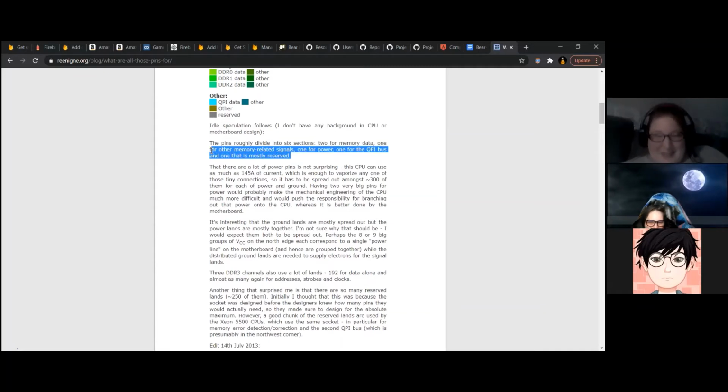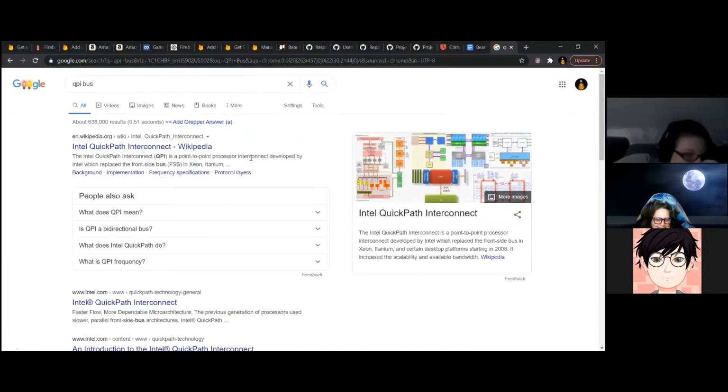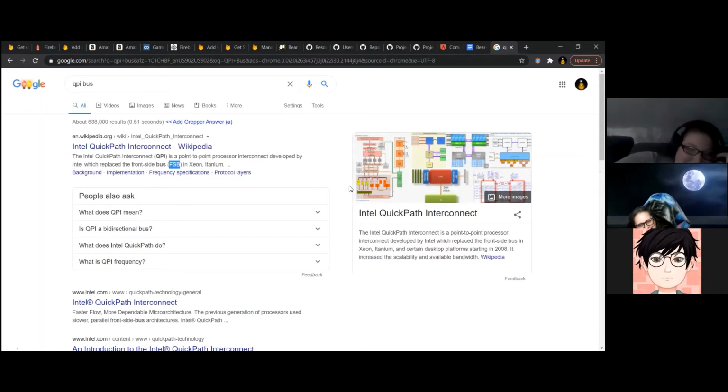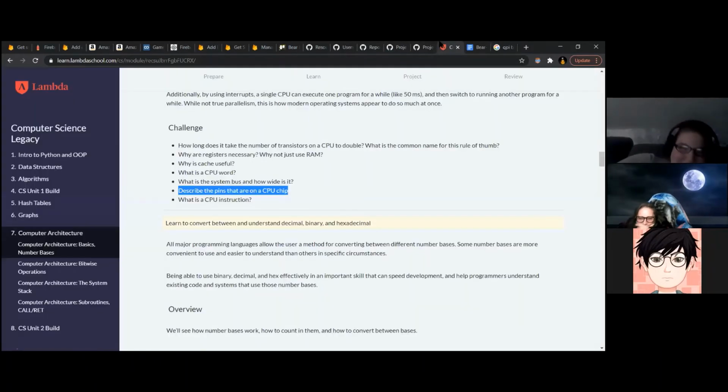The CPU bus. Okay. Google says QPI bus is what? Quick Path Interconnect. The CPU bus. Okay. So, a point-to-point processor interconnect developed by Intel, which replaced the front side bus. Too many buses.